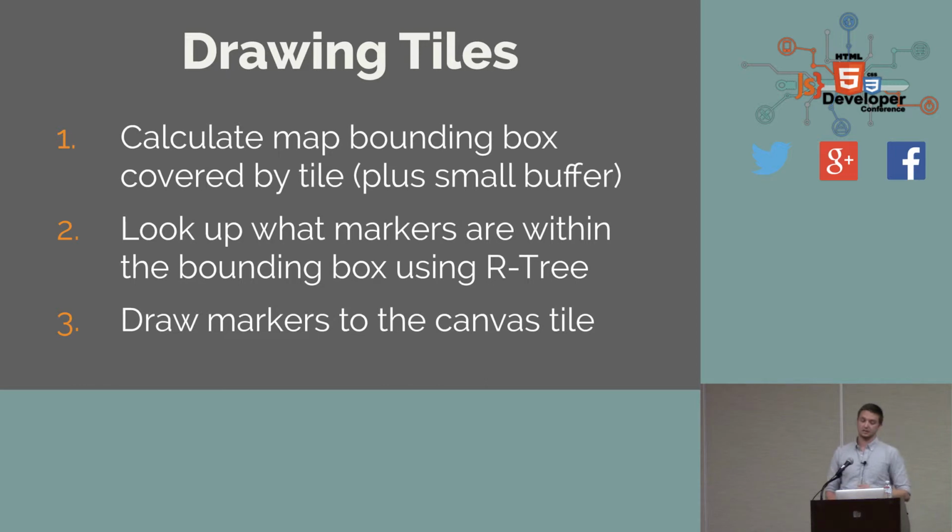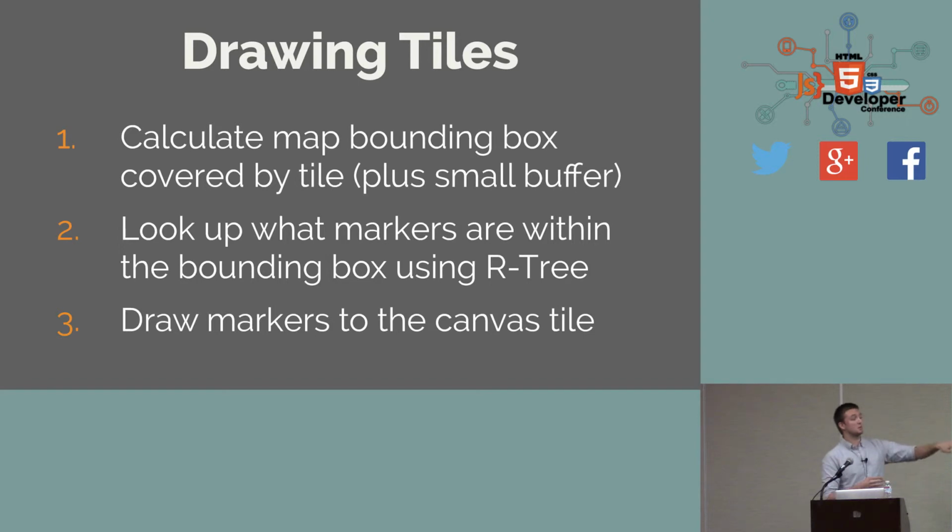So our process looks something like this. To first draw the tiles, first of all, we put all the markers into an R-tree, because we love those. And we calculate the map bounding box covered by the tile. So basically, Leaflet says, OK, I want you to redraw this tile. And this tile has a position and a zoom. And so given that information, we figure out, OK, in map space, what bounding box does that cover? And so we look up, give me all the markers that are held within that bounding box, which is a very, very fast lookup. Then we only draw exactly those markers to that tile.